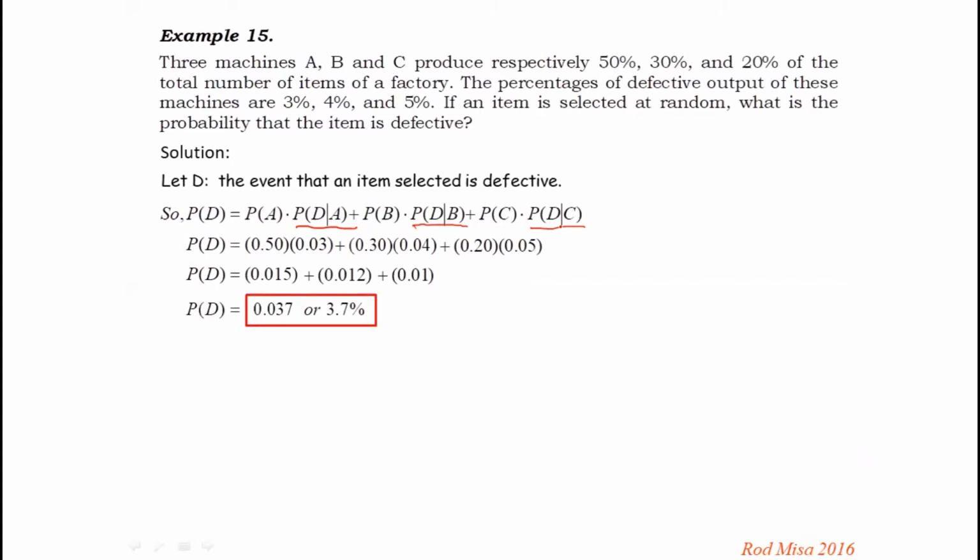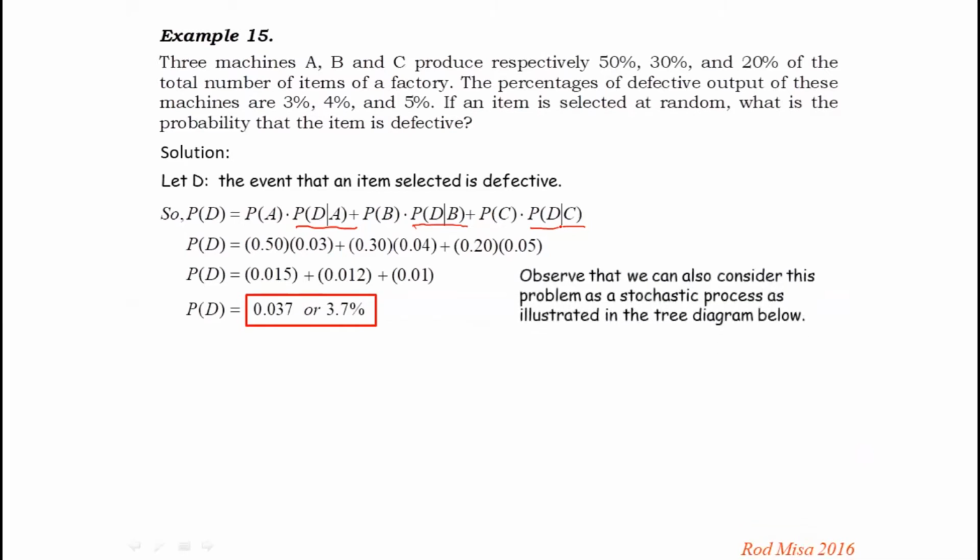Therefore, we say that the probability of selecting a defective item can be obtained using the Theorem of Total Probability, that you account all the possibilities here. Defective items produced by machine A, defective items produced by machine B, defective items produced by machine C. So obtaining their probabilities of producing defective items for each machine, we can compute for the probability of selecting a defective item in this factory, which is 3.7%.